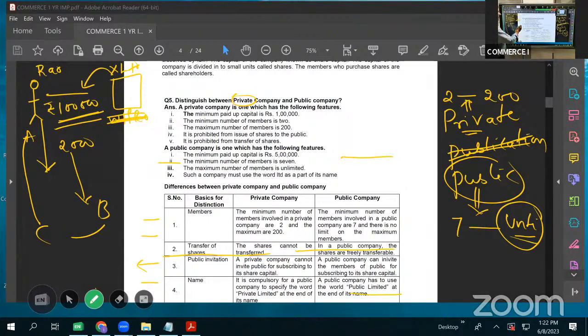Whereas a public company has minimum paid up capital of 5 lakhs, minimum members are 7, maximum members are unlimited, and a public limited company can issue shares to public. Those are easily transferable. Just now we have learned transferability of share in case of public limited is easy, but in case of private limited company, there are some restrictions. Now, we will learn the differences in tabular form.